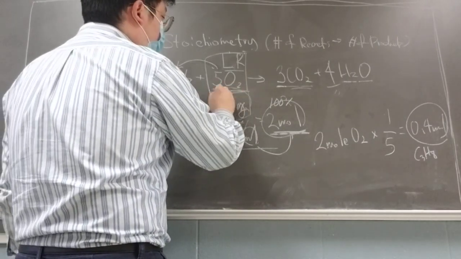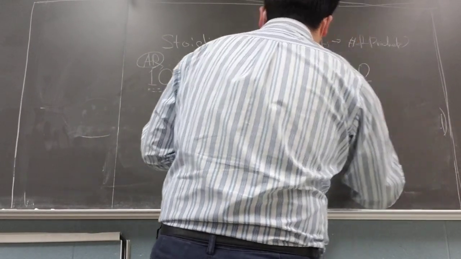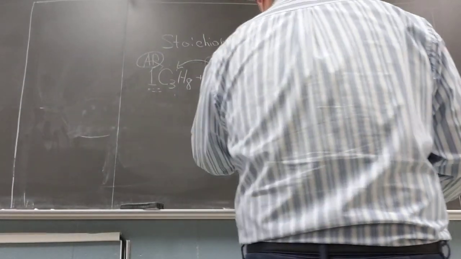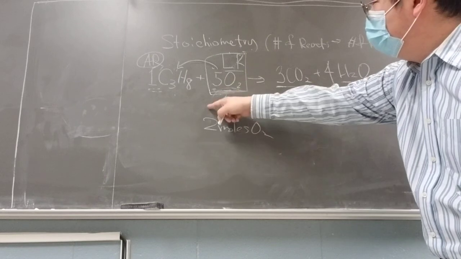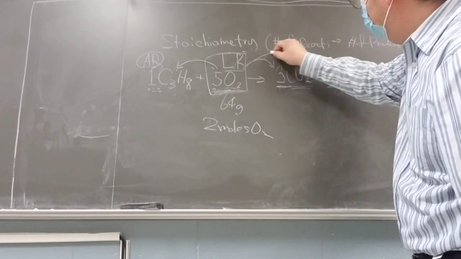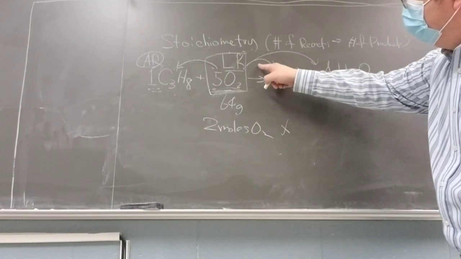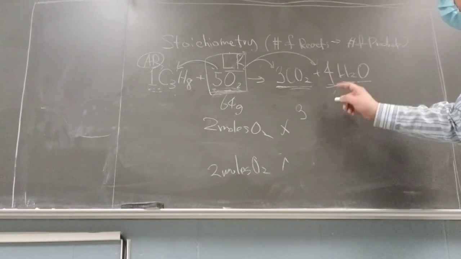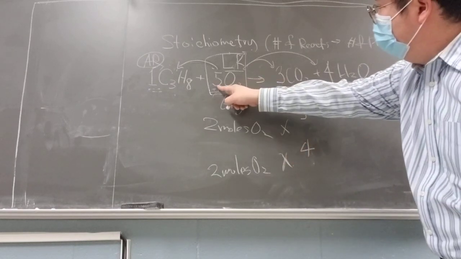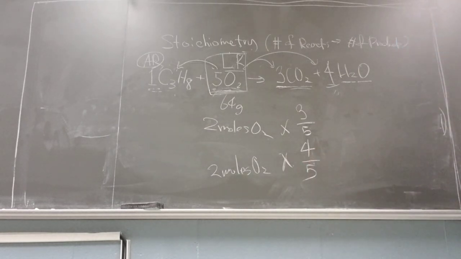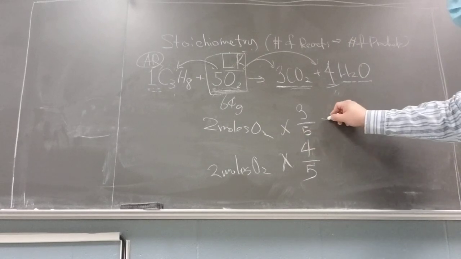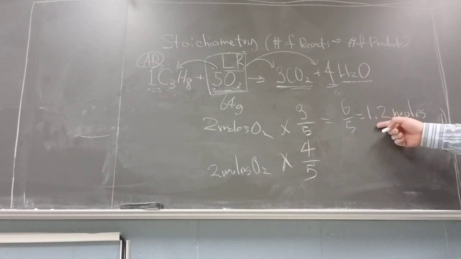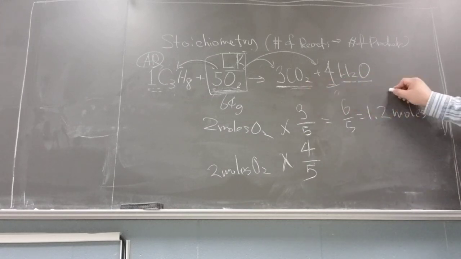So if you stick to this one, now we know two moles of oxygen will be all used up. And now we'll do the same. So if five oxygen goes in, there will be 3 and 4. Okay, so same as when you compare this one to this one, this is 2 moles of oxygen going in, but you're comparing to this one which is 3. Okay, and let's do another one too. And you're comparing this one to the 4. And this is coming from here, so it'll be over 5. So if you do this one, this will be 6 over 5. So you'll be able to know that 1.2 moles of carbon dioxide will be produced.